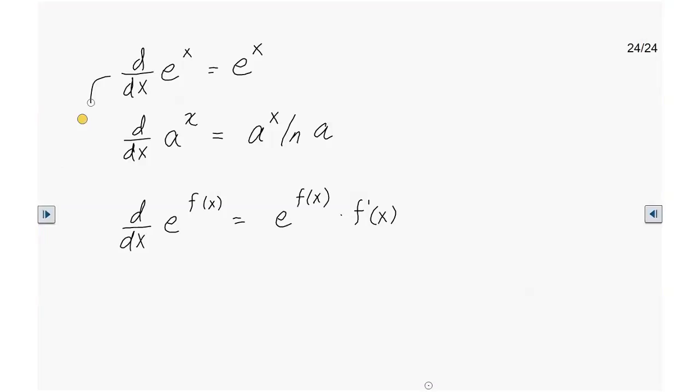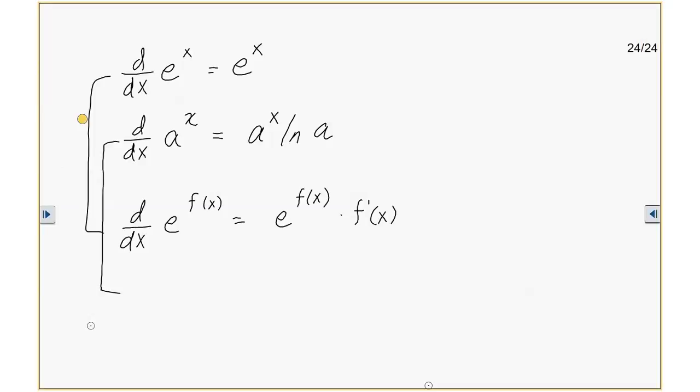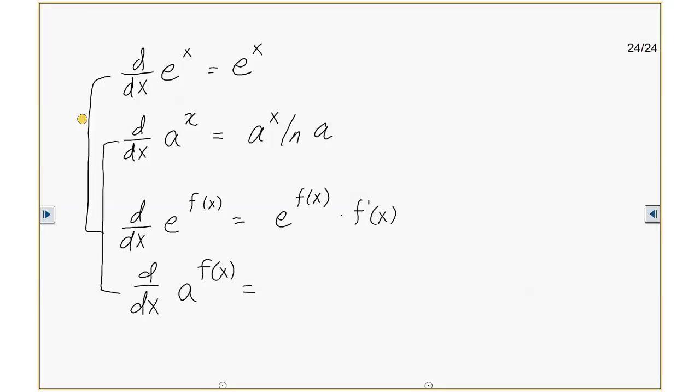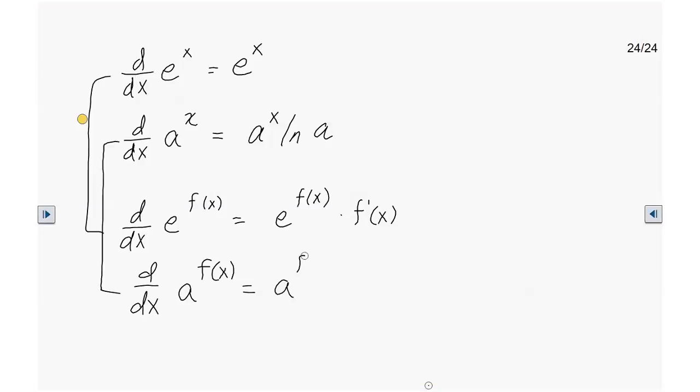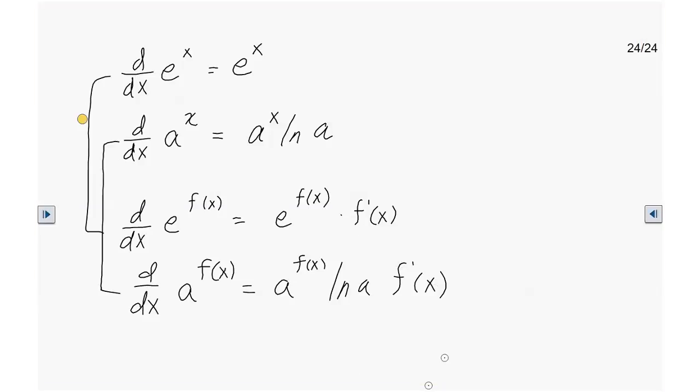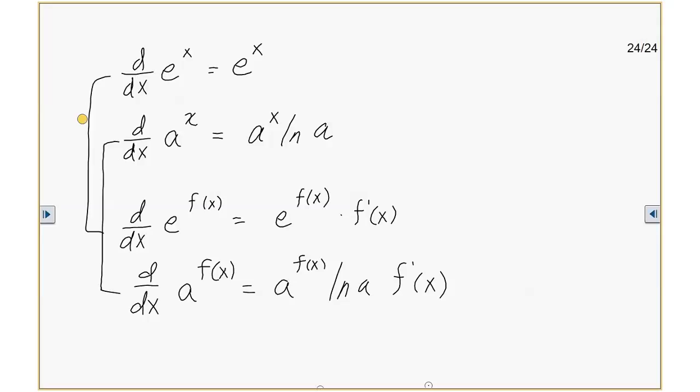E to the function times the derivative of the function. And these two go together. So now, d dx of what? A to the f of x. That's just going to be a continuation of this guy. It's going to be a to the f of x, which is the same as this right here, but you got to put that natural log in there. And then what do you think's last? F prime of x.